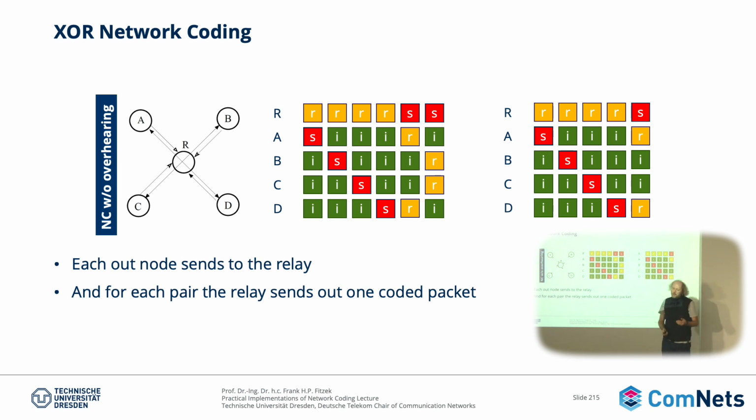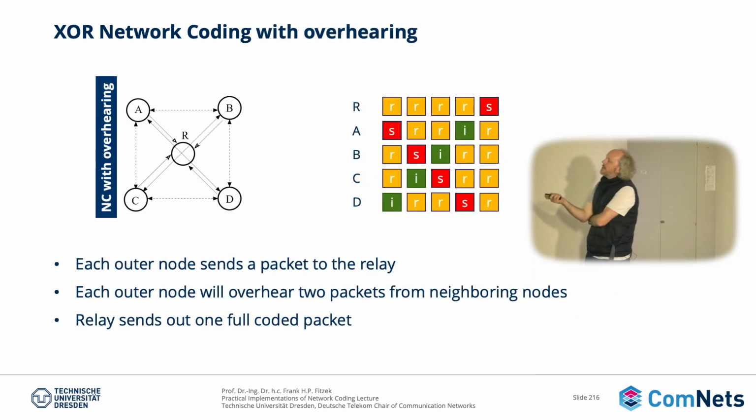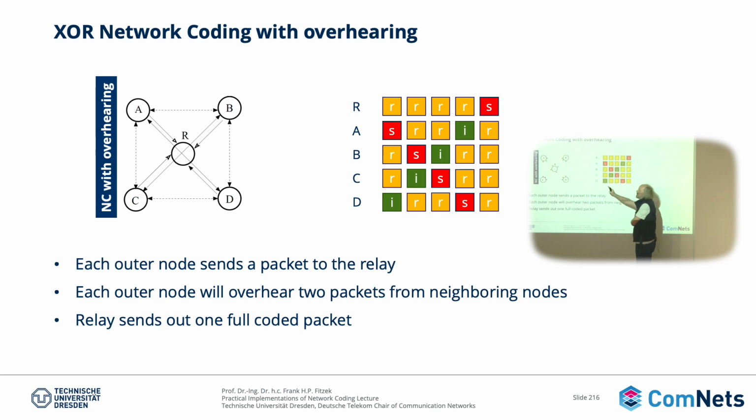Good. So what we can do now is to say, okay, let's do overhearing. Overhearing means if A sends to the relay, B and C can overhear it, but not D, who originally should have it. Now you see that there's always one guy idle, and then in the end the relay will send out one coded packet. If you do that, you see it's always 5 packets. It doesn't matter, low load, high load, it's always the same.